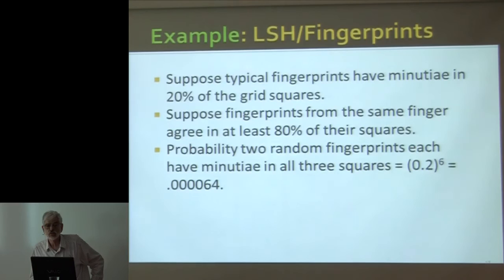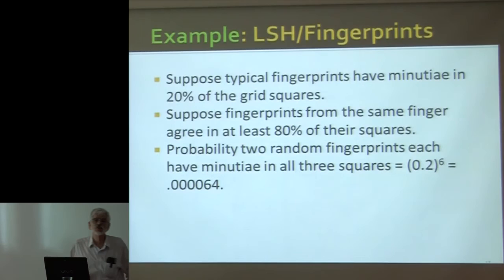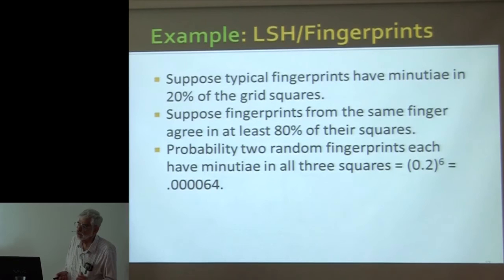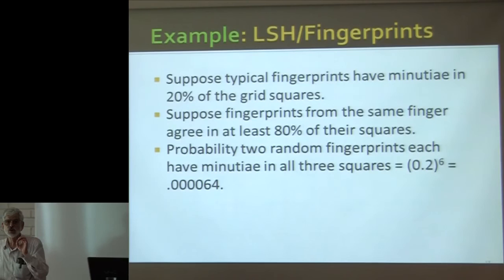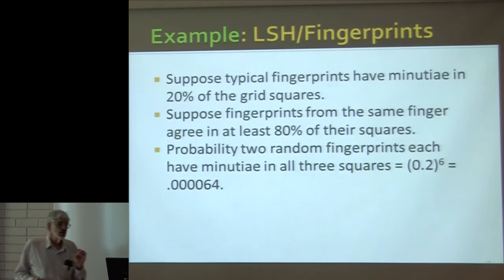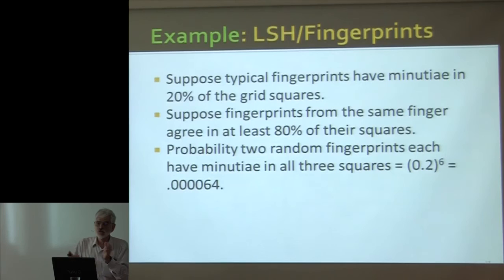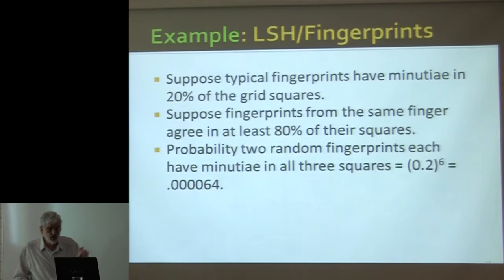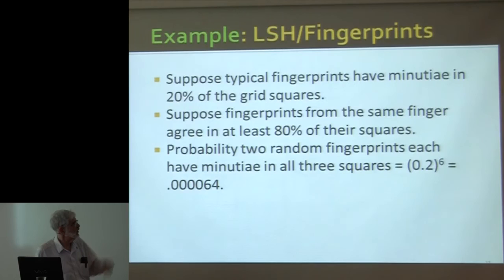Now, let's look at 2 random fingerprints that aren't related, that don't come from the same finger. What's the probability that they will wind up in the bucket according to one set of 3 grid squares? Well, it's 0.2 raised to the 6th power, because the first fingerprint, in order to be put in the bucket for that set of 3, has to have minutiae in all 3, and the chances of that happening are 0.2 times 0.2 times 0.2. The second one also has to have minutiae in all 3, and its chances are 0.2 times 0.2 times 0.2. And if you look at that, well, it's the number that I have there. It's a really tiny number. But of course, you're doing this 1,024 times.